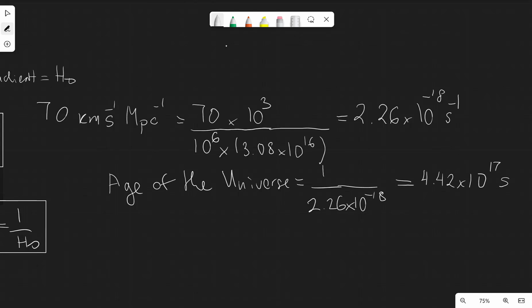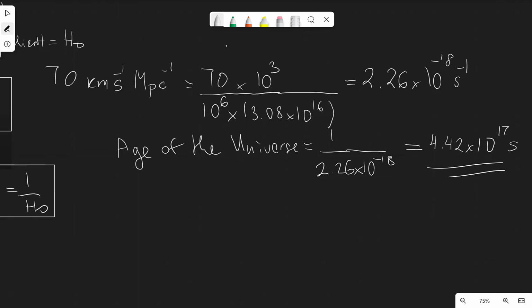And if we were to put that into a calculator, we're going to get around 4.42 × 10^17 seconds. Now, that is a lot of seconds, but what is it in years? So in order to find this, I'm going to divide that by the number of seconds in a year.